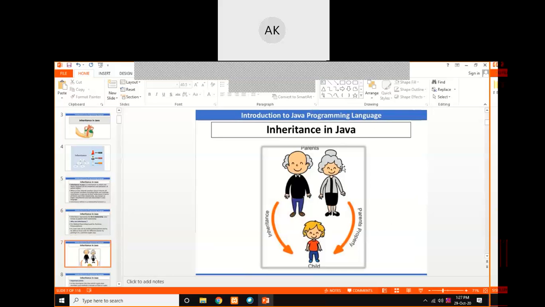Then this is the picture which is going to represent what inheritance is. That is the parents, we have a father and mother, and when the child is inherited from the parents, it gets some properties from the father and some properties from the mother, right? So that's how the child inherits.